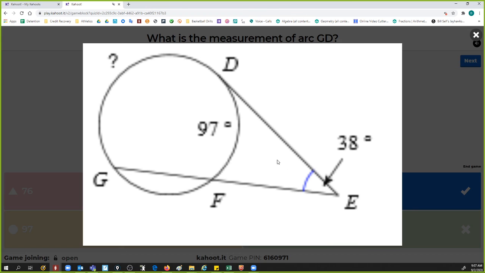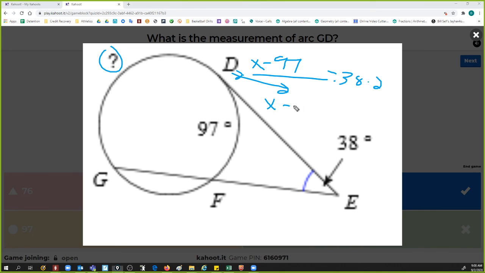Okay, this is the last one. Let's go over it. On the outside, it's big minus little, and the big is what we're looking for here. So x minus 97 divided by 2 is equal to 38. Times 2 on both sides: x minus 97 is equal to 76. So the answer just ends up being whatever 97 plus 76 is, which is 173. That's the big arc is 173 degrees.